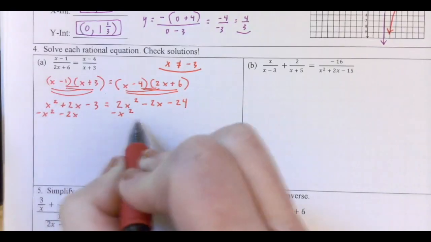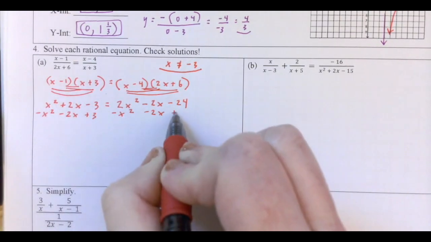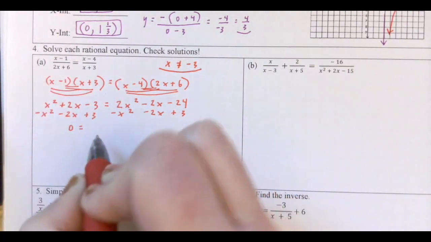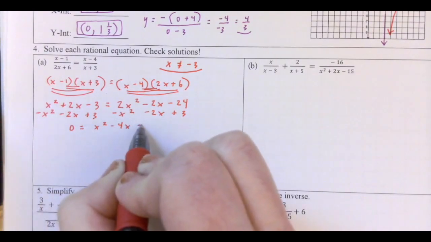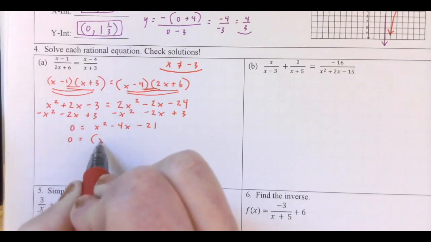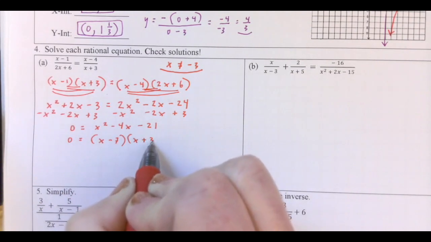Subtract the 2x over, and add the 3 over. So now we have our equation equal to 0: 0 equals x squared minus 4x minus 21. And if I factor from here, that should be x minus 7 times x plus 3.